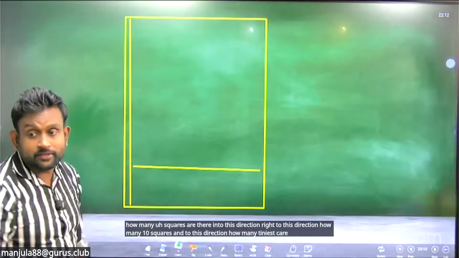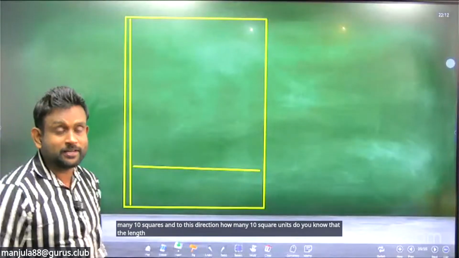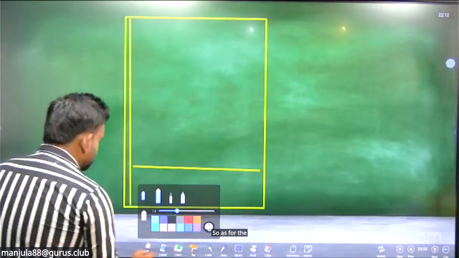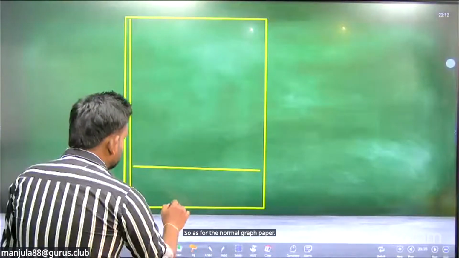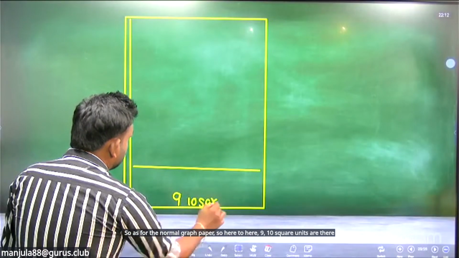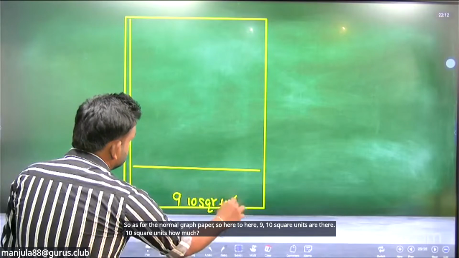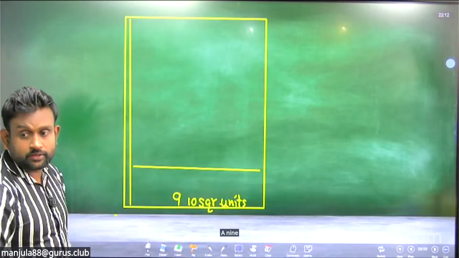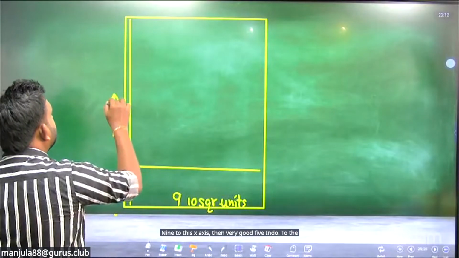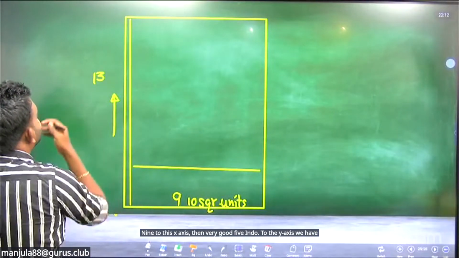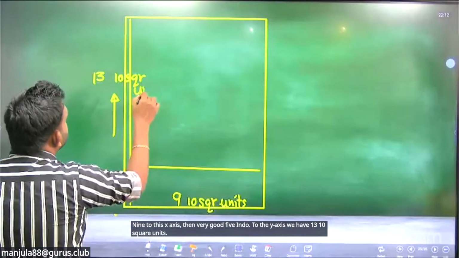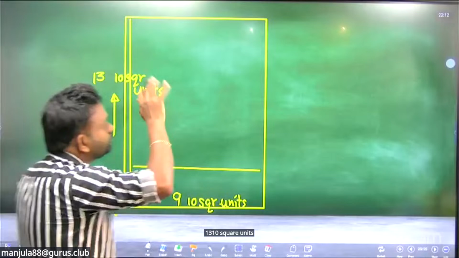Do you know the length and the width of the normal size? As per the normal graph paper, from here to here there are 9 units of 10 squares along the x-axis. Very good, Ravindu. Along the y-axis we have 13 units of 10 squares. Why do you need to know this length and breadth?